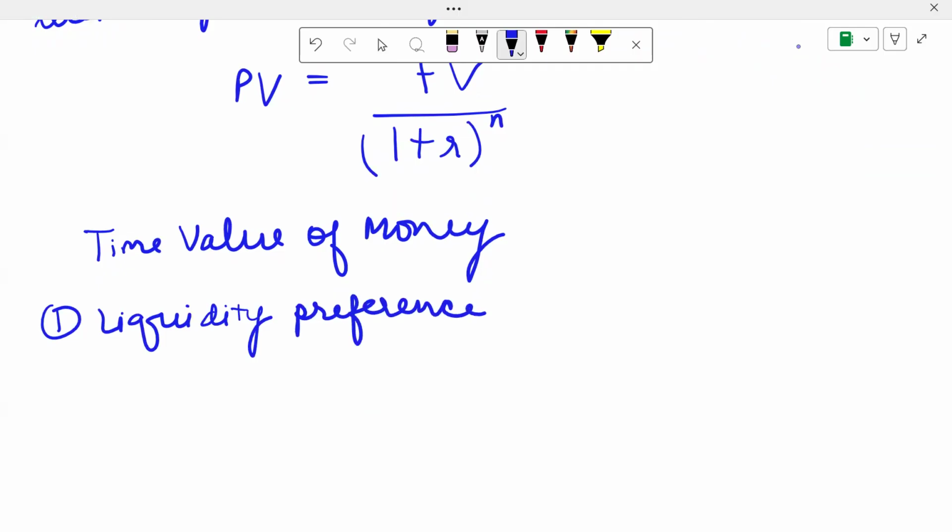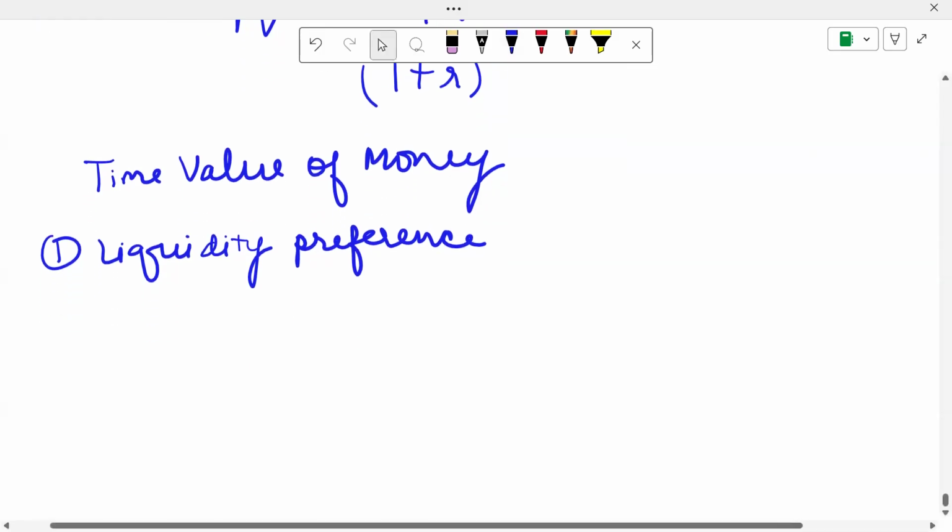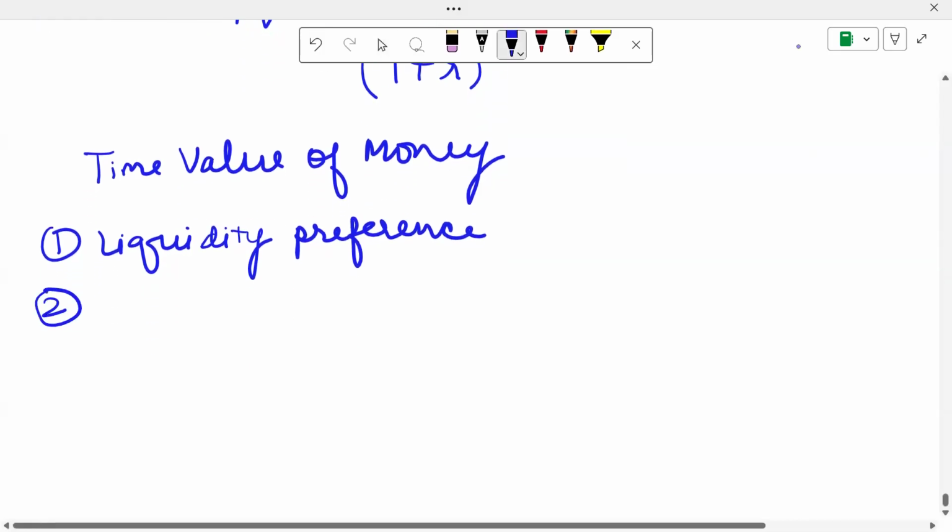This is why, to defer getting cash, they want some extra return. So that's why money loses its value with time. This is liquidity preference.